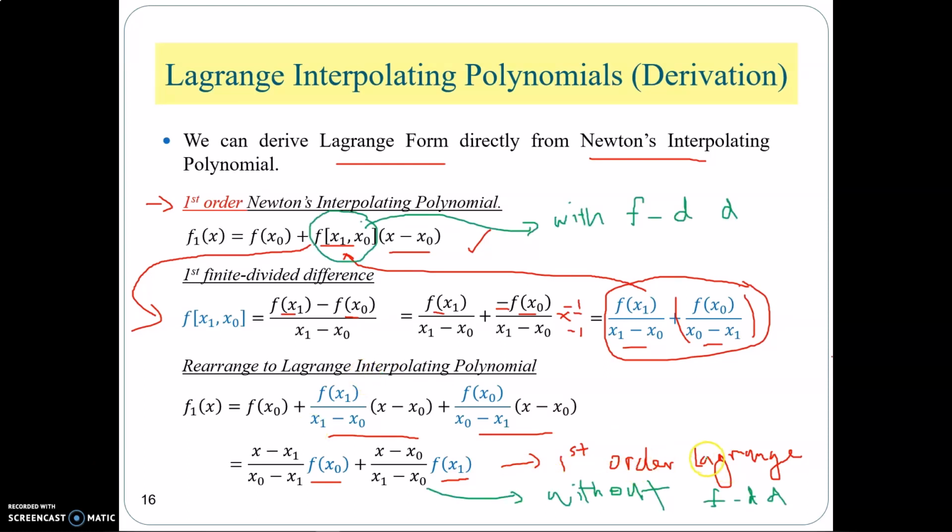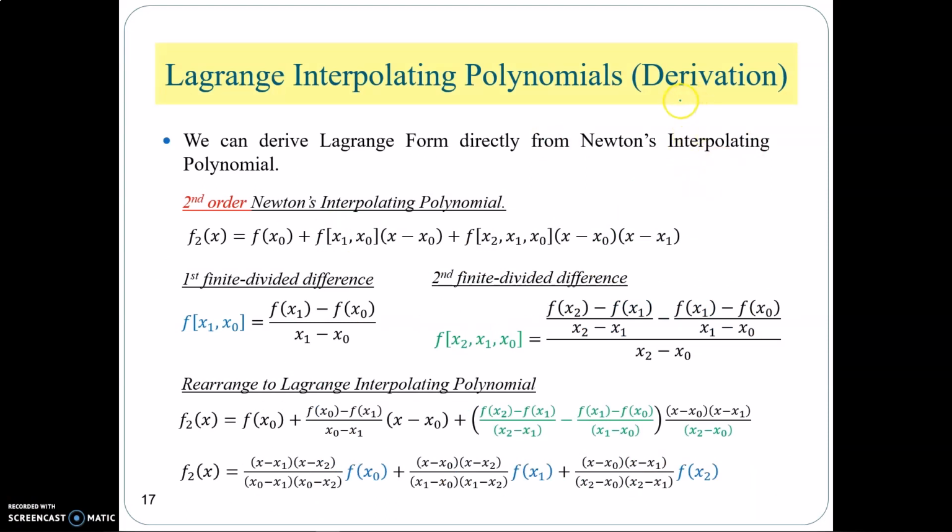The main advantage of performing the Lagrange interpolation over the Newton interpolation is that the Newton interpolation has the finite divided difference term, while the Lagrange interpolation is without any finite divided difference. Therefore, Lagrange interpolation is more efficient compared to the Newton interpolation because you do not need to store this as well as compute this.